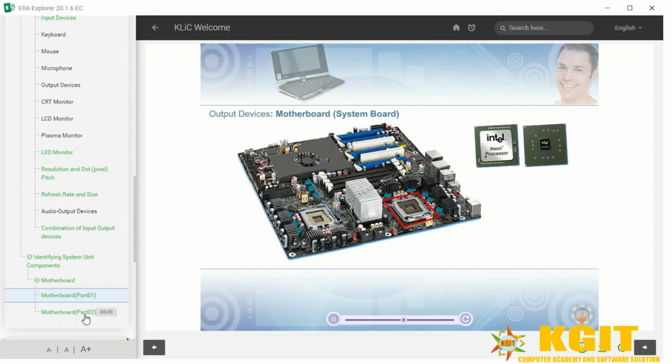Every component of the system unit connects to the system board. It acts as a data path, allowing the various components to communicate with one another. External devices like the keyboard, mouse and monitor also communicate with the system unit using the system board.